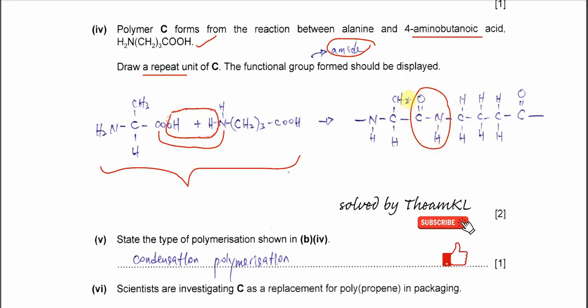Right? So this left hand side, this part is from the alanine. Right hand side is from this 4-aminobutanoic acid. And another thing you need to do is to put tails. So put one tail on the nitrogen, show one hydrogen only, and one tail on the carbonyl group. Okay, so this is the polymer chain with one repeat unit, right? Which consists of the 2 monomers.